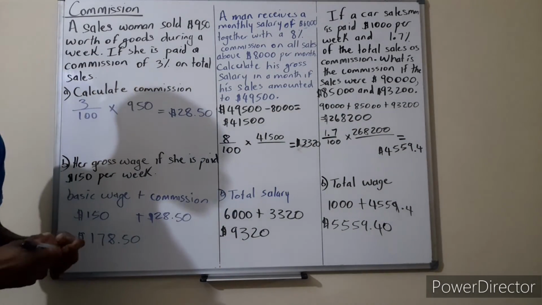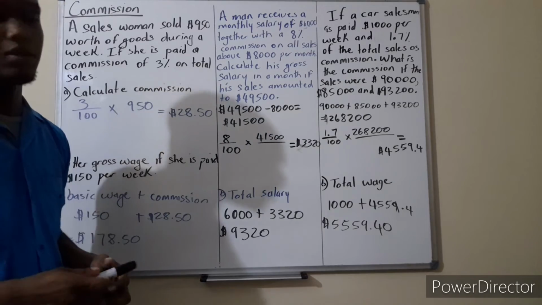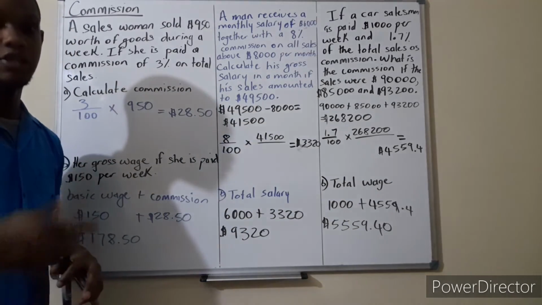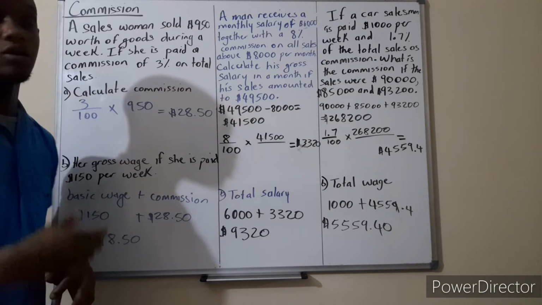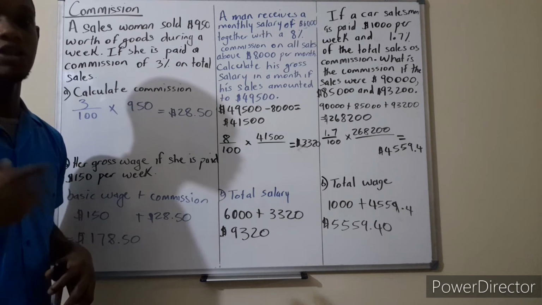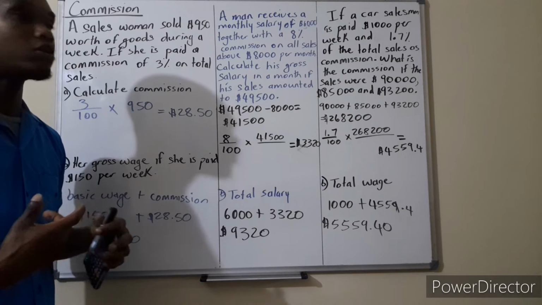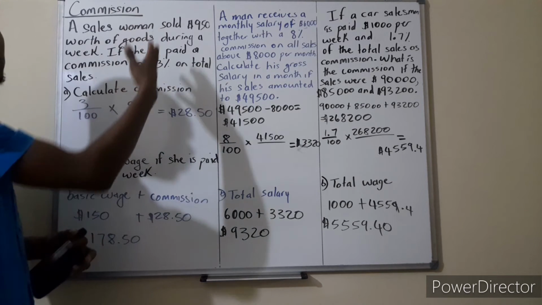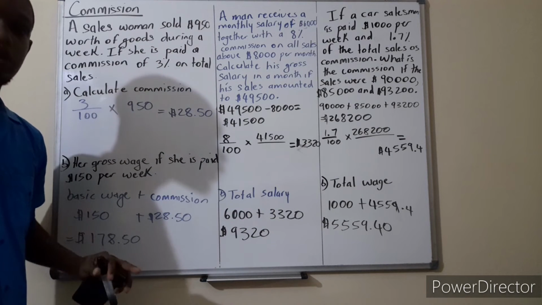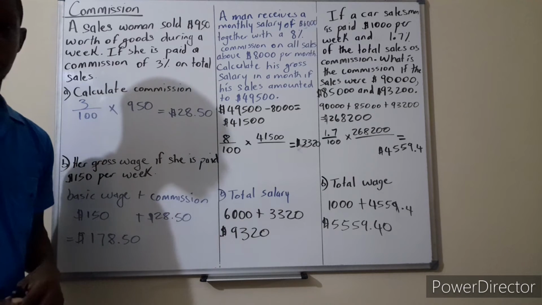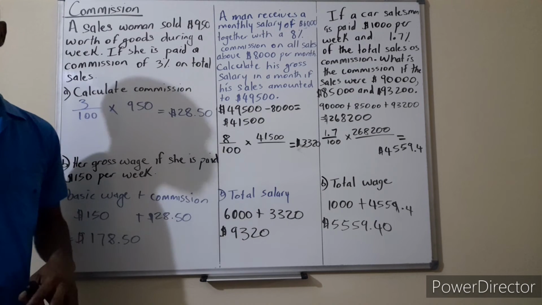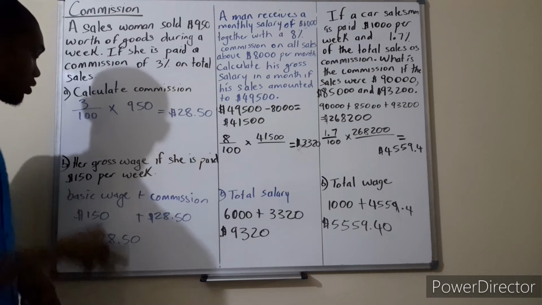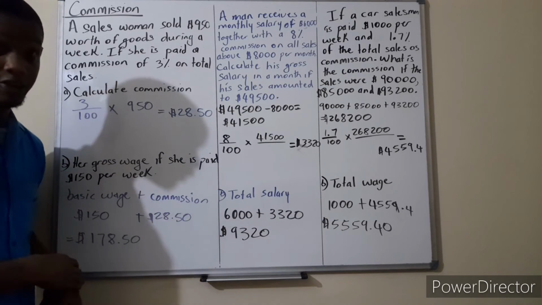Now, all commissions are always worked out the basic way. One, find the percentage given of the total sales. The total sales is the thing that will change the whole, and that will determine how your approach to the question is worked. So in cases like this, where you are just given the total sales with no conditions, you just need to go into working the percentage and you'll be able to get your commission. Once you get your commission, you can add your commission to your basic wage or your basic salary to get your total wage or your total salary.